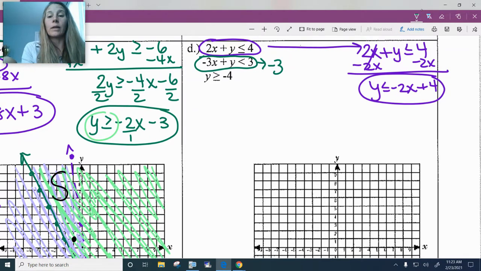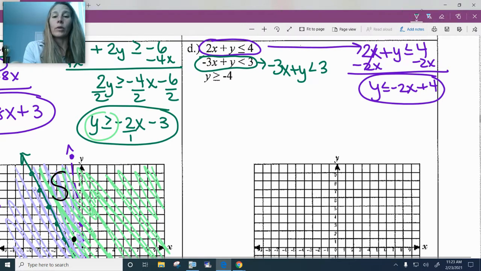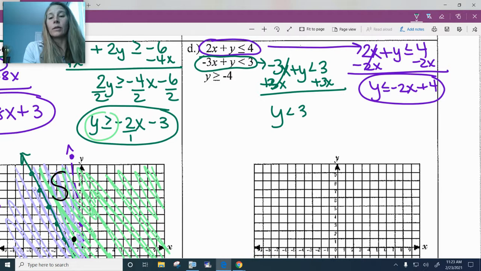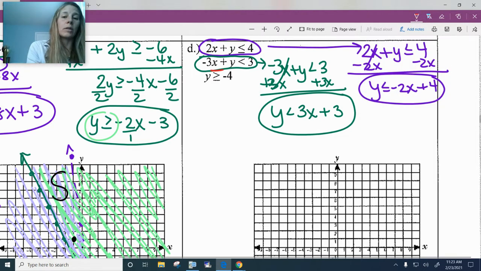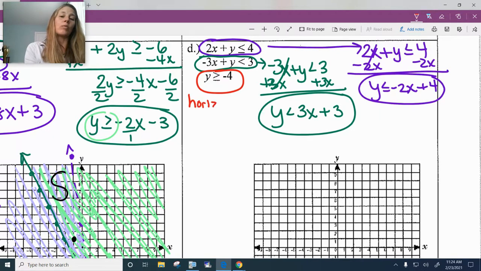So now this one, I'll do right here. So we have -3x plus y is less than 3. And then we're going to add the 3x over to the other side. So we have y is less than 3x plus 3. And then our third one is just going to be this here, which, if you remember from the first problem we did, will be a horizontal line. So let's go ahead and do that one first.